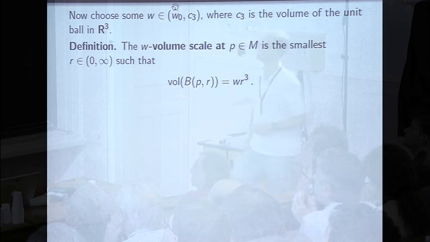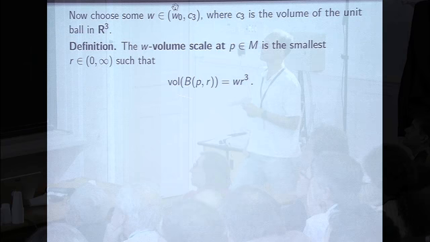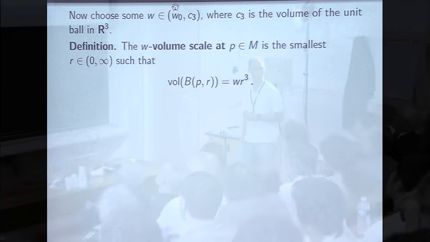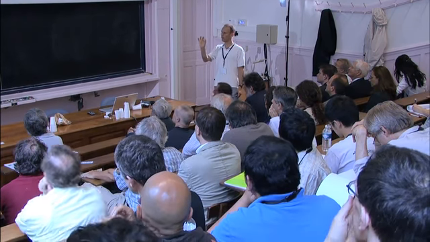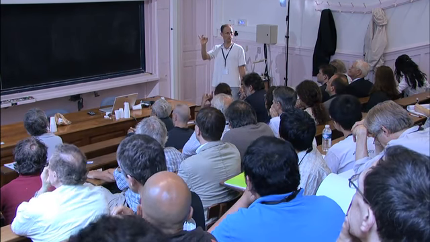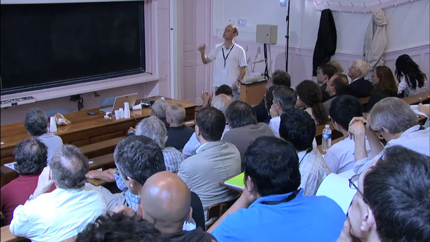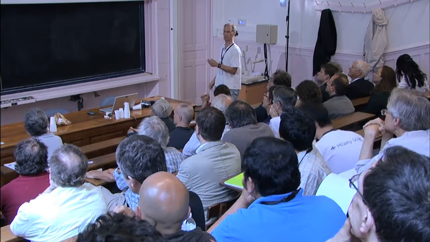Okay? So I'll define the w volume scale at a point to be the smallest radius r so that the volume of the r ball is equal to w times r cubed. Okay? So if you fix a point p, and you look at the volume of the r ball divided by r cubed, now when r is very, very small, the ball is almost Euclidean. So its volume divided by r cubed is going to be close to the Euclidean value c3. Right?